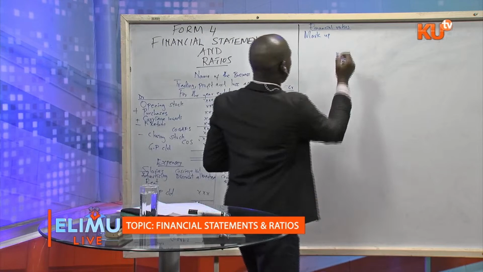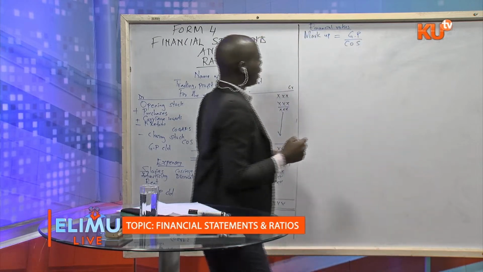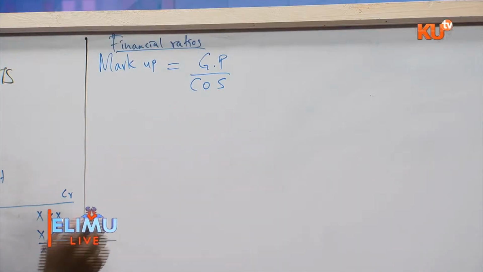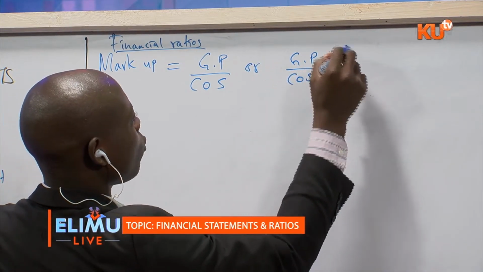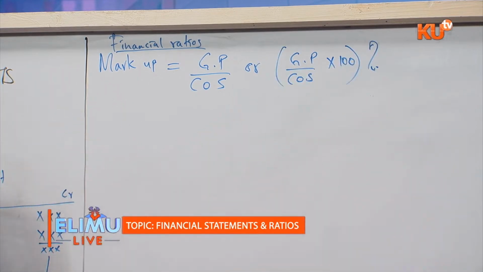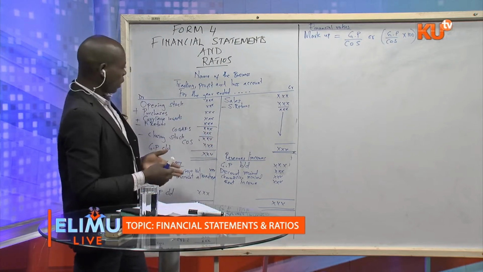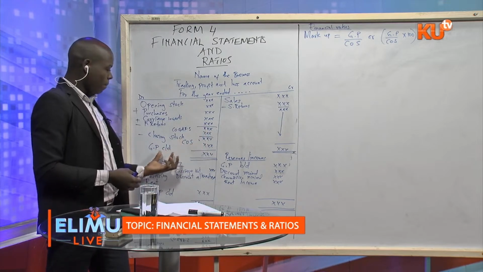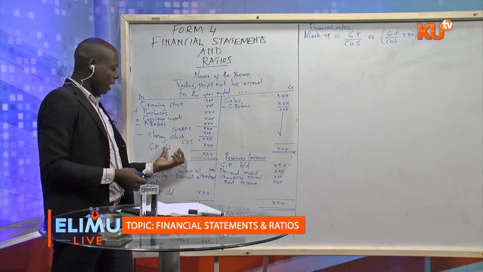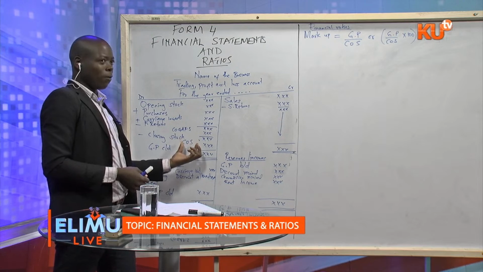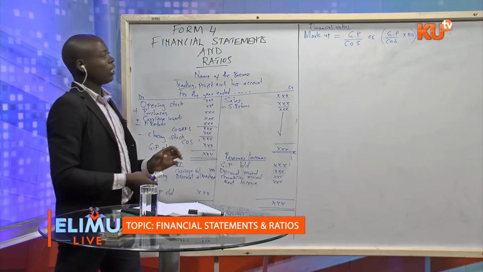Therefore, when you're calculating markup, we use the formula gross profit over cost of sale. It can either be as a fraction, or we can say gross profit over cost of sale times 100 to get it as a percentage. So we give it either as a fraction or as a percentage. That's how we calculate markup. So you will simply take this figure and compare with this figure. If this is 50 and this is 100, then we take 50,000 over 100,000. That will give you the markup. Either as a percentage, you multiply by 100, or you leave it as a fraction, it will still be okay.